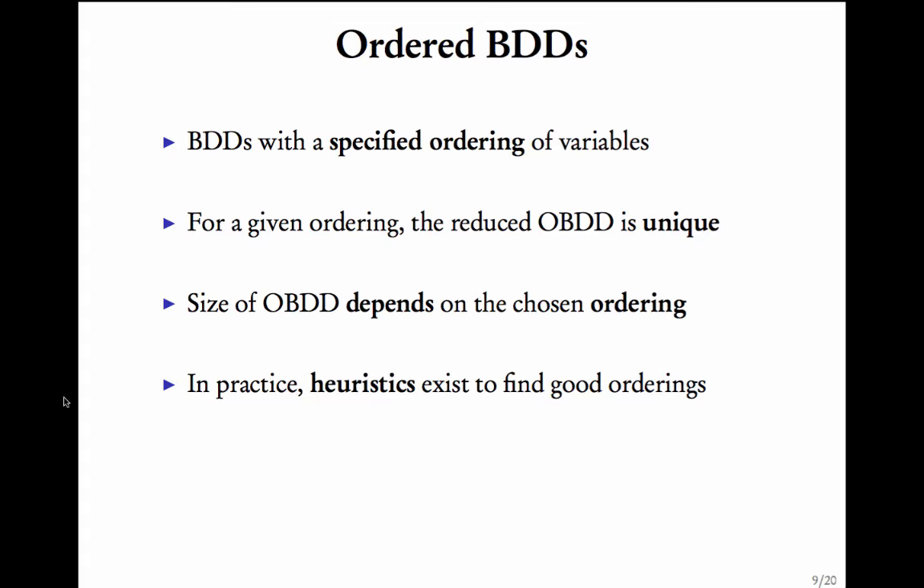So the moral of the story is that the size of the OBDD depends on the chosen ordering, and in practice, there are some heuristics which will give us some good orderings. Given a Boolean function, they will tell us that if you choose this ordering, you will get a nice OBDD. So there are some heuristics. However, in general, finding the right ordering is a difficult problem.